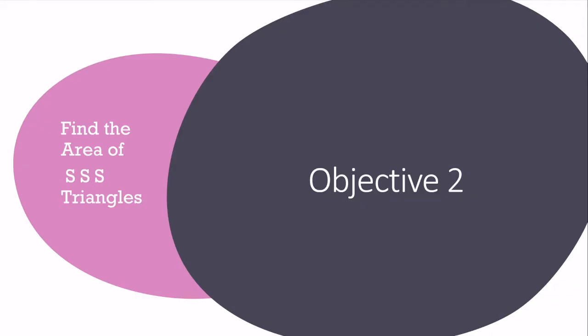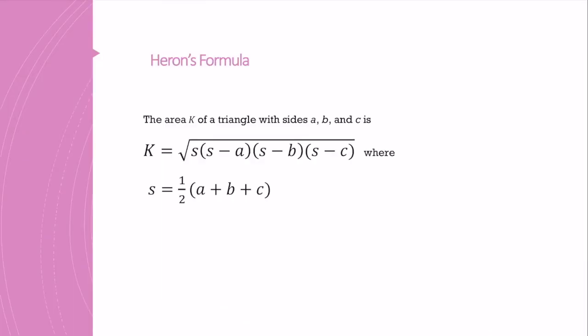Now, to find the area of side side side triangles, we need to use a different formula. And we're going to use Heron's formula. So in this case, the area K is found by first finding our S, which is 1/2 the sum of all the lengths of the triangle. And then we take the square root of S times S minus each individual side of the triangle.